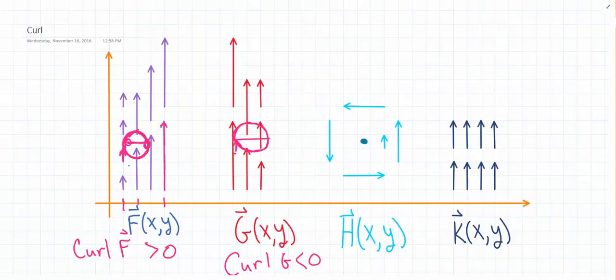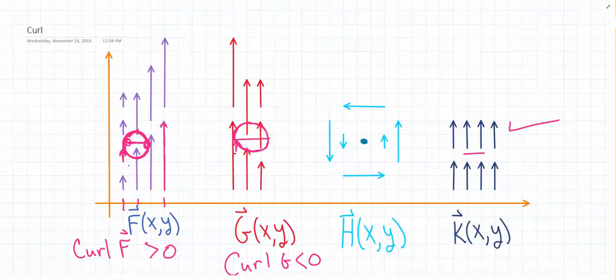Now let's skip over here to this K vector field. Here, all the vectors are the same direction, same magnitude. So we would expect there to be no curl here. We would expect in this case that there is no curl. Irrotational. There's no rotation whatsoever.